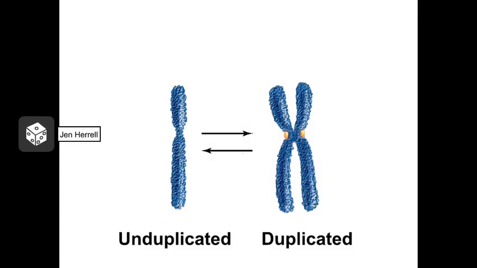Here we have the unduplicated and duplicated forms of the visible chromosomes side by side. On the left, we have the unduplicated form. This is what the chromosome might look like if we could see it during the G1 phase of the cell cycle, so early on in the cell cycle. During the S phase, the cell goes through DNA replication. So in the S phase, you get an extra copy being made of each of the chromosomes.